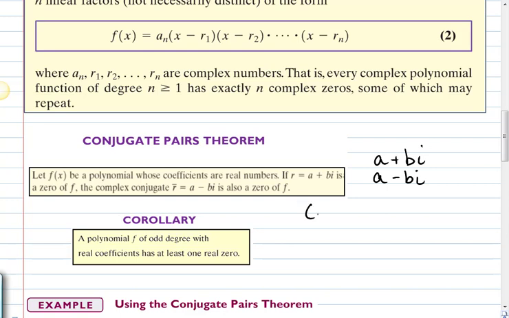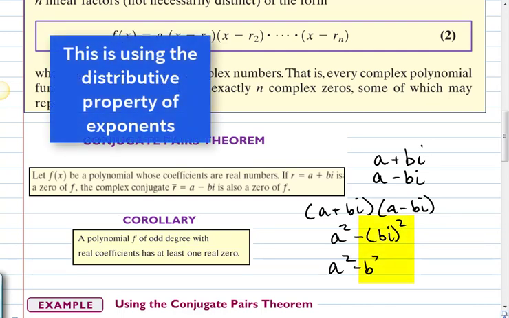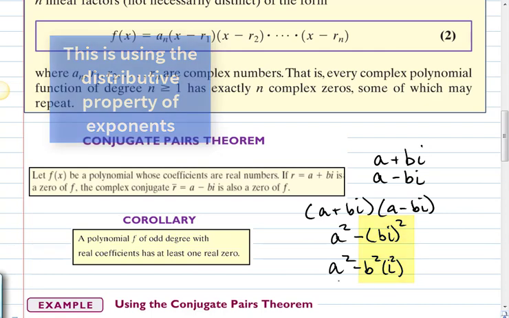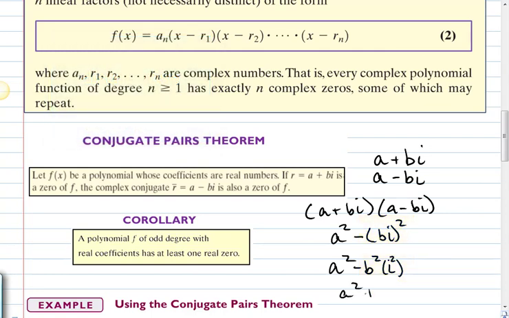What happens if we multiply a plus bi times a minus bi? This is the difference of two squares. So that ends up being a squared minus bi squared. Well, this is a product, and we can distribute a power across a product, so that's going to give us a squared minus b squared times i squared. But what is i? The square root of -1. So when we square i, we get -1. So this ends up being a squared plus b squared.